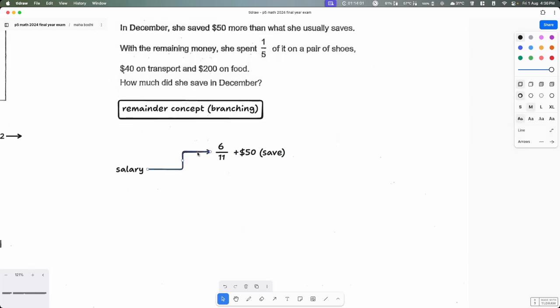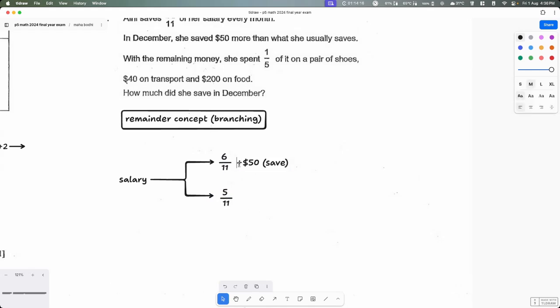All right, so in this case, what is the remainder? So you go salary, and in this case, what is the remainder? The remainder is 5/11. 5/11 is the remainder. However, we also need to do something over here. We need to minus $50. Why we need to minus $50 is because this is the total sum. So when you add together, it should be one whole, right? If we don't minus 50, it will be one whole plus 50, which is not what we want. So this will be the remainder.